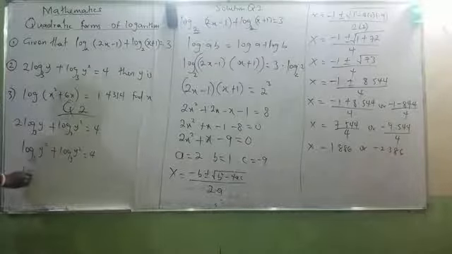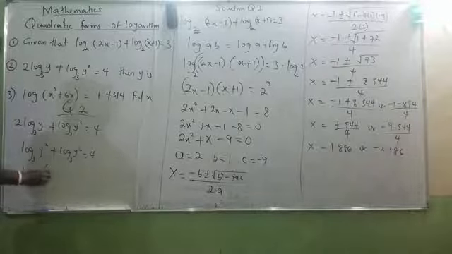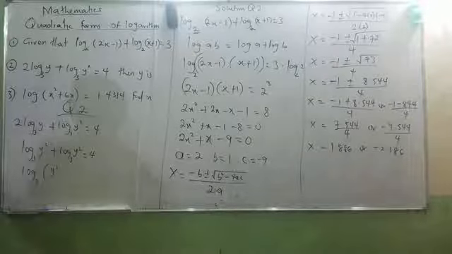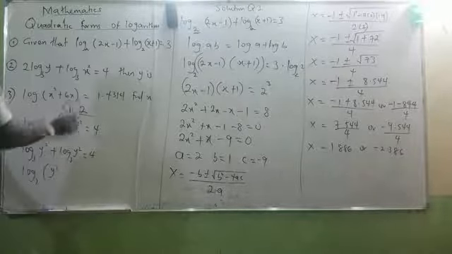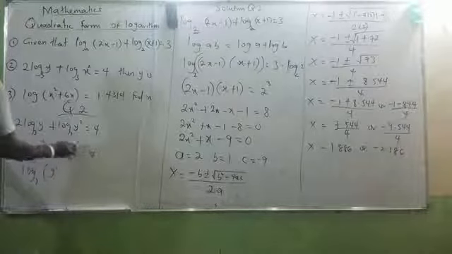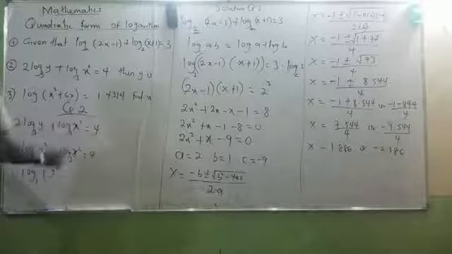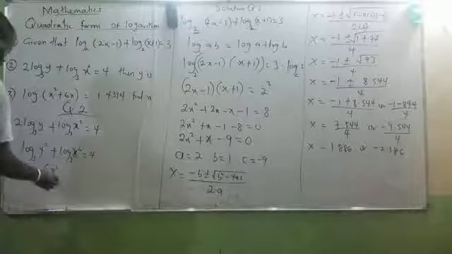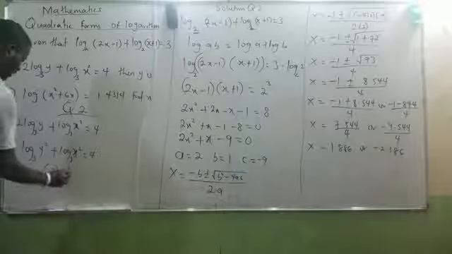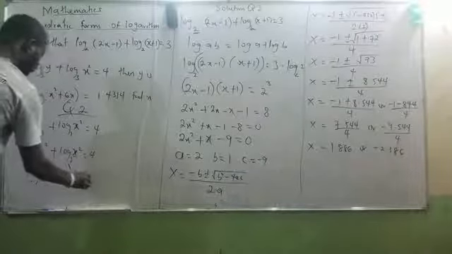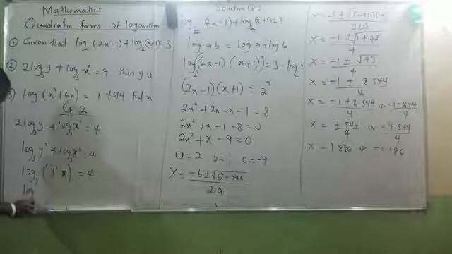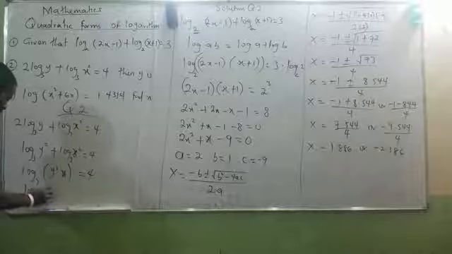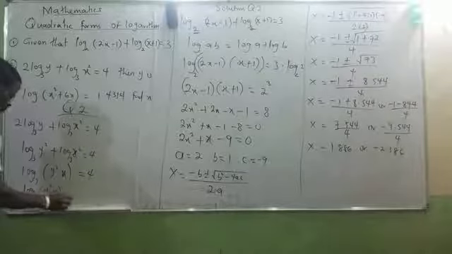Now log base 3 of y squared, and oh, there is a problem here. There will be x. This is x, sorry. Now, I think I'll be having bracket of x, which equals 4. At this point, I can say log base 3 of y squared x will be equal to what?